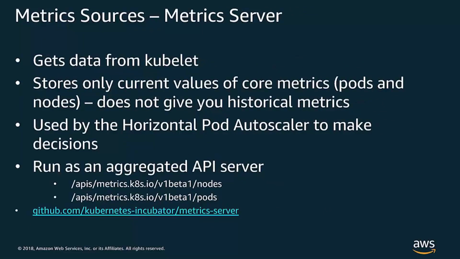And so another source of metrics is the metrics server itself. Although it's not actually the source, the kubelet that runs on each node is generating the metrics that go to the metrics server. And the metrics server really has only current values of these core metrics. So it stores CPU and memory information for pods and nodes, but it doesn't give you historical metrics. It's used by the horizontal pod autoscaler to make decisions, and it's run as an aggregated API server. So it's not going to give you the deep metrics that you might be looking for diagnosing issues, but it's definitely necessary if you want horizontal pod autoscaling in your cluster, which is highly recommended.